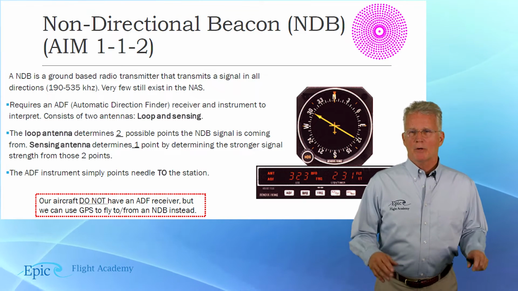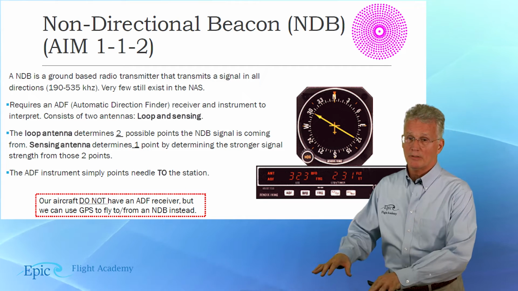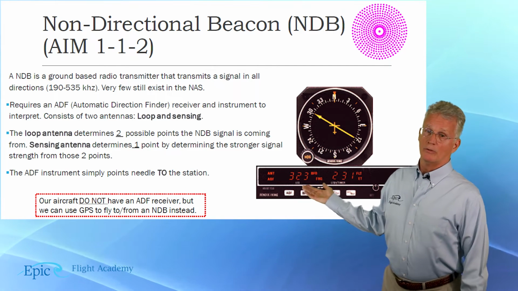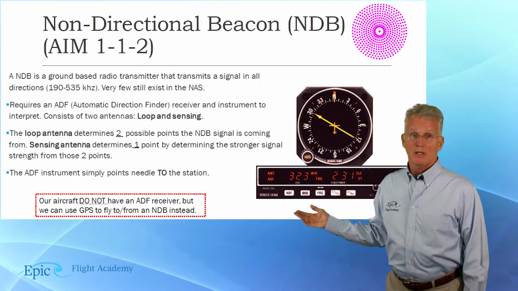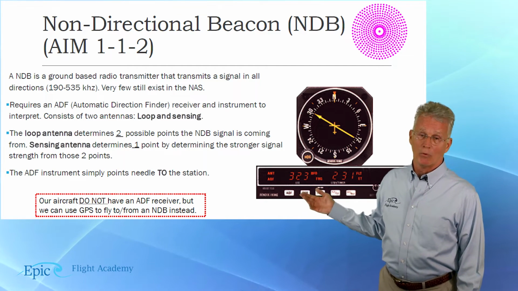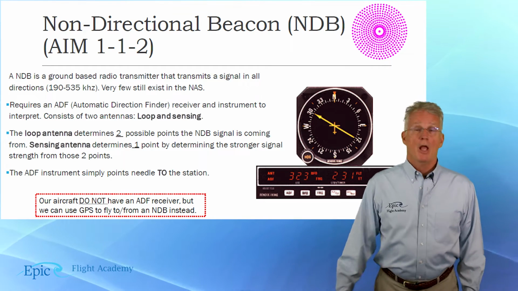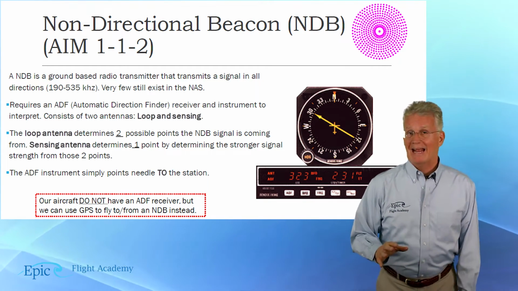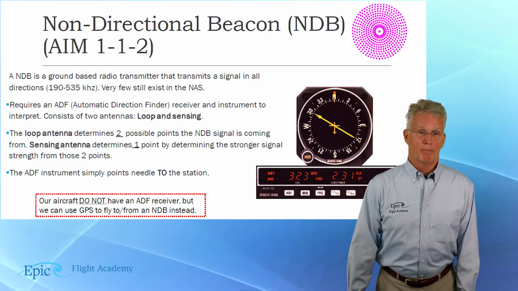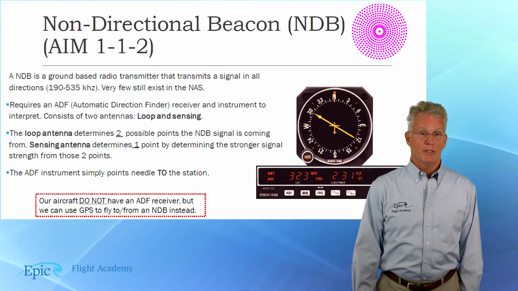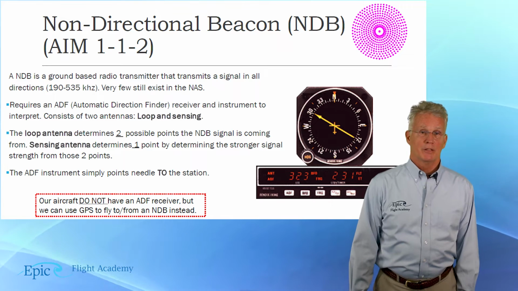The non-directional beacon is really 2 parts. That beacon is ground-based, and then in the graphic here, you can see what is airborne in your aircraft is called the ADF, or Automatic Direction Finder. Now, the aircraft that we fly at Epic do not have an ADF receiver, but we can use GPS to fly to and from an NDB instead.